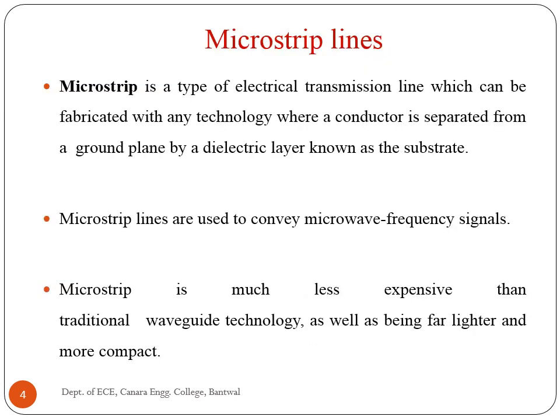Microstrip line is a type of electrical transmission line which can be fabricated with any technology where a conductor is separated from a ground plane by a dielectric layer known as a substrate. Microwave components such as antennas, couplers, filters, power dividers, etc. can be formed from microstrip with the entire device existing as the pattern of metallization on the substrate. Microstrip is thus much less expensive than traditional waveguide technology as well as being far lighter and more compact.